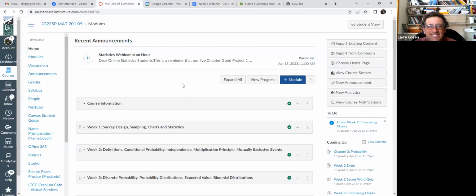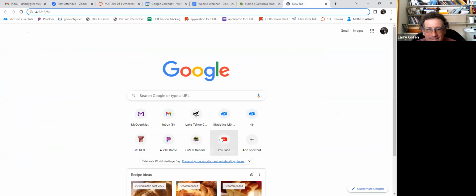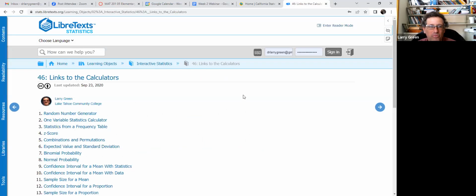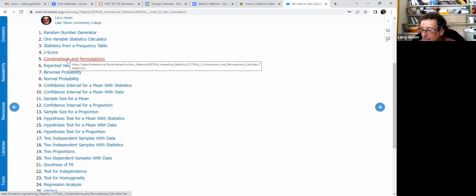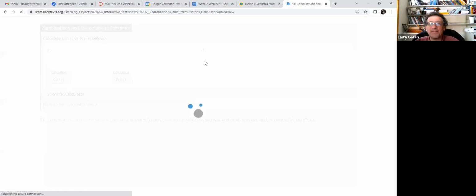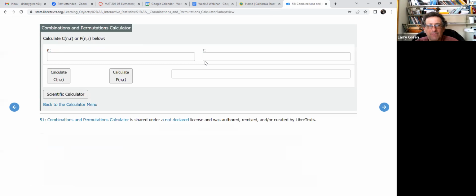So I'm going to go to the calculator. In fact, I'll just do it this way. It's a little faster. And it's called combinations and permutations. Okay. So combinations and permutations, which is number 5. And what it asks you is what is N, what is R? Okay, N is the total number that you can pick out from. How many can you pick? How many different choices are there to pick from?